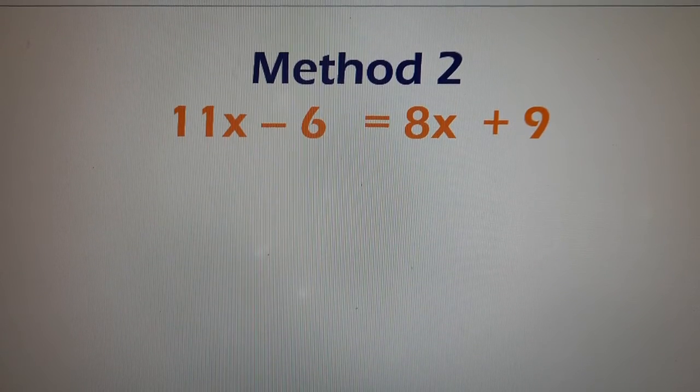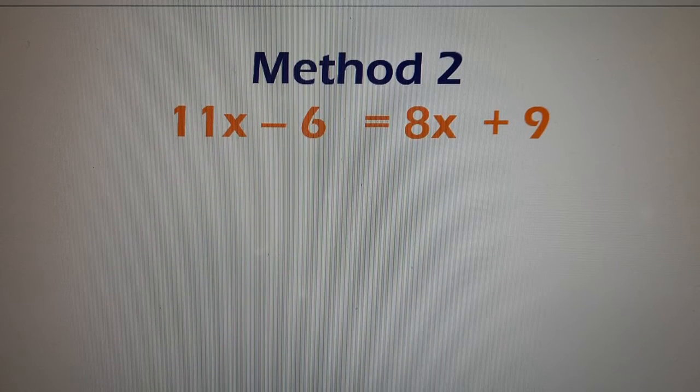Now I am going to explain method 2. 11x minus 6 equals 8x plus 9. Variables and numbers are on both sides of the equation. To solve this equation, we have to take all the variables to one side and numbers to the other side. We can solve this equation by using the inverse operation method.